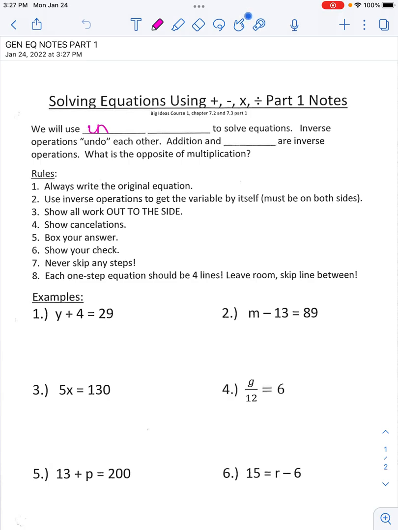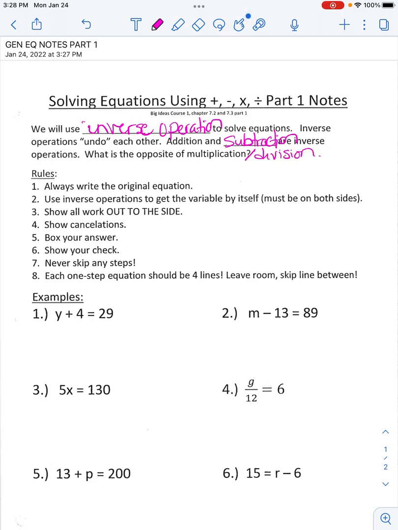Okay, we will use the inverse operation to solve equations. Inverse operations undo each other. So addition and subtraction are inverse, and multiplication and division are inverse. Okay, so to solve an equation, you use the inverse operation. You use the opposite.